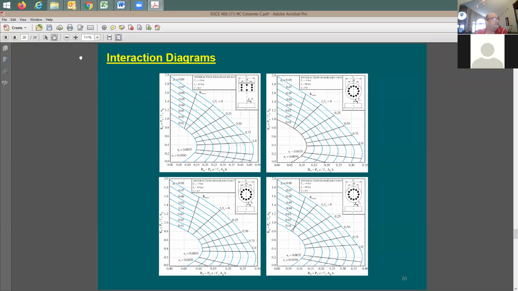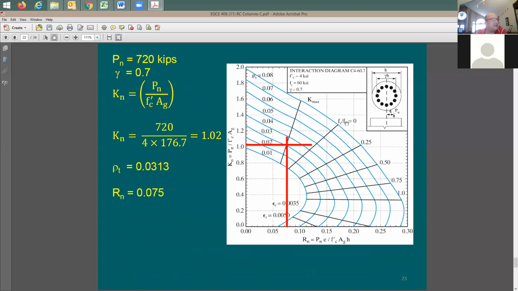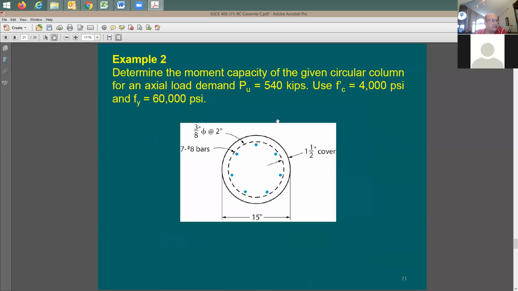And as I said, in this slide number 20, you're going to see here 4 interaction diagrams, 1 for a rectangular column and 3 for round columns. I'm going to pick one of these 3. And this is exactly what you're going to see in the exam, one of the 3. In this problem here, I can give you the axial load, column dimensions, reinforcing, and ask you for the moment capacity that goes with this column axial load. Very good example here, detailed example. See exactly how it's going to get done.